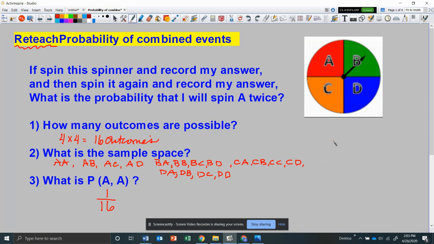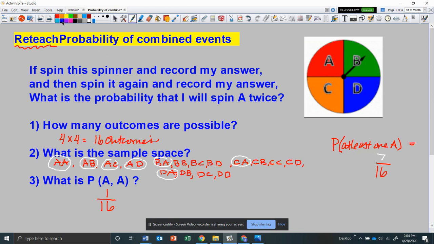What if I say, what's the probability of spinning at least one A? Okay, there's still 16 things that happen. But how many times does at least one A happen? Well, that's at least one. There's one, there's one, there's one. Let's see, there's an A, and there's an A, and there's an A. So I've got 1, 2, 3, 4, 5, 6, 7 16ths of the time that at least one A is spun, okay?